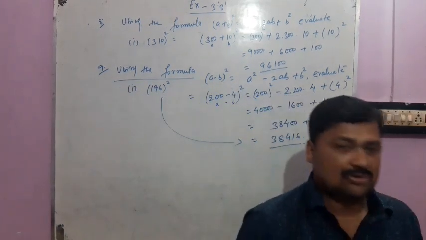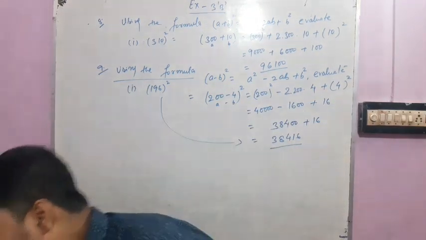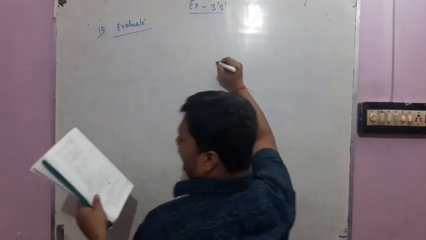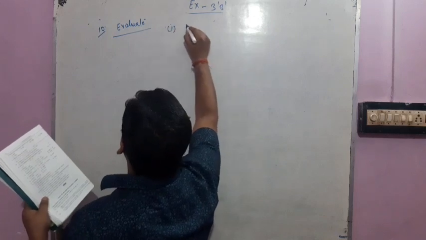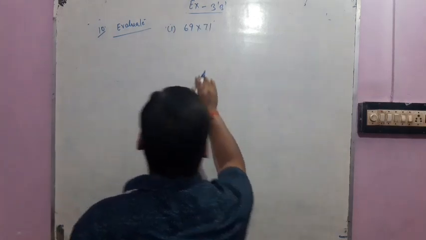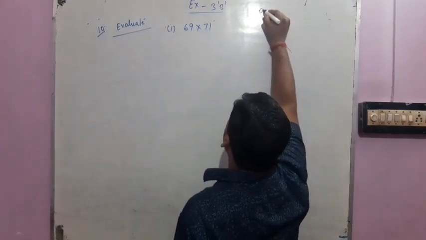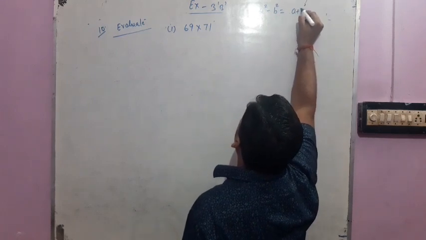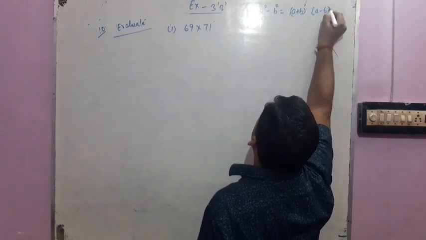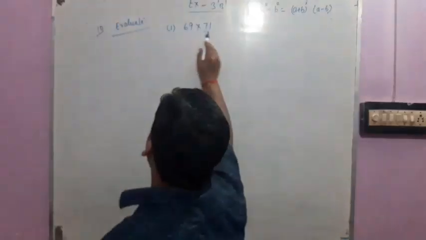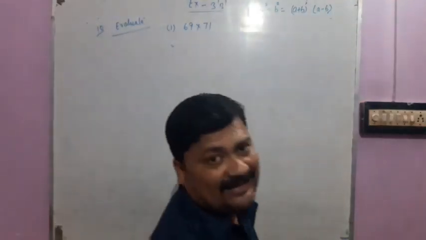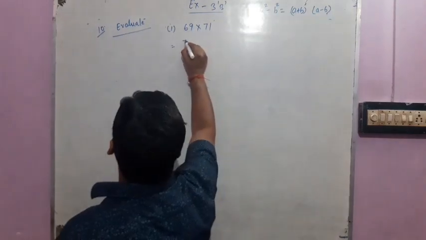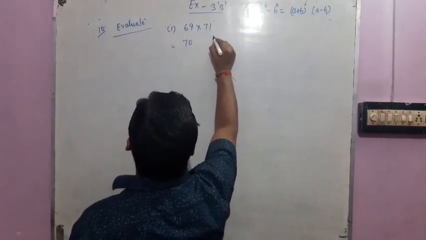Now moving on to the next question, question number 10. In question number 10, we have to evaluate. So look students, 69 into 71. As I have told you, one identity: the square of A minus the square of B equals the product of their sum and difference. Okay students? So for 69 and 71, we have taken both terms to the nearest tenth. The nearest tenth of 69 is 70, and the nearest tenth of 71 is 70.